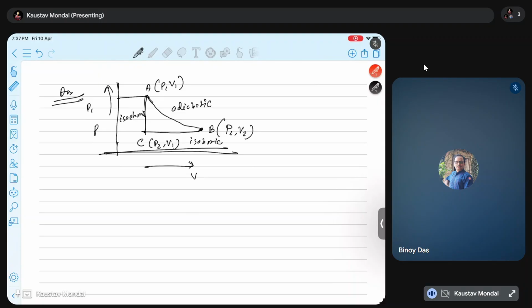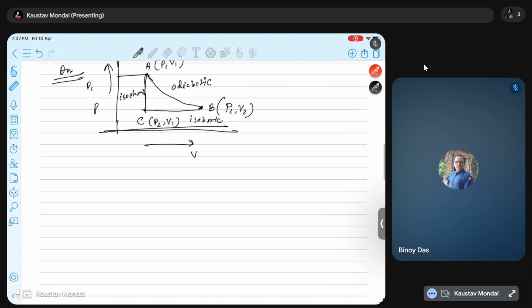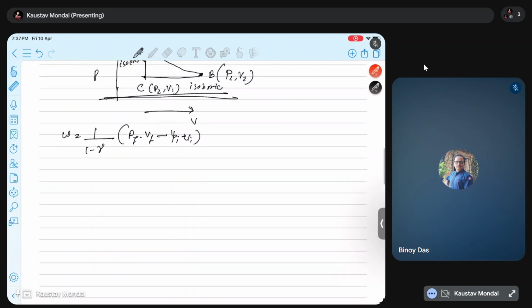So AB, we know this is an adiabatic process, right? For an adiabatic process, the work done formula is 1 by 1 minus gamma times (P final V final minus P initial V initial). Here P final V final is P2 V2, and P initial V initial is P1 V1. This is the work done for the adiabatic process.